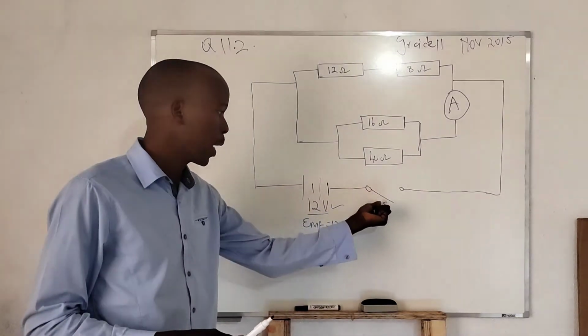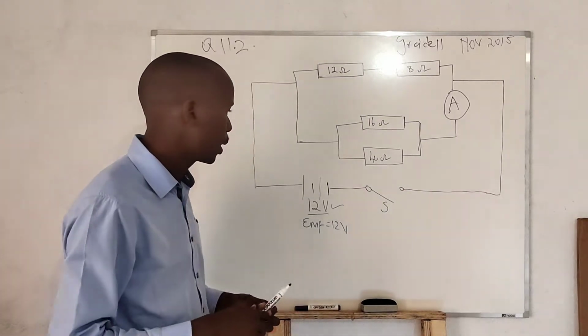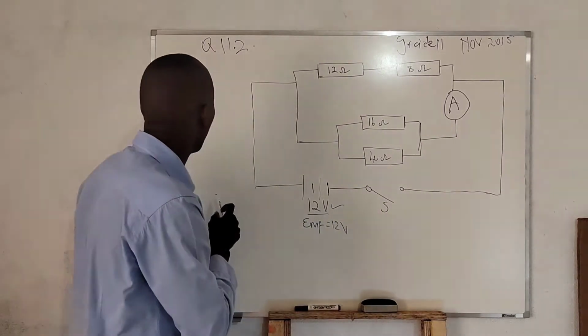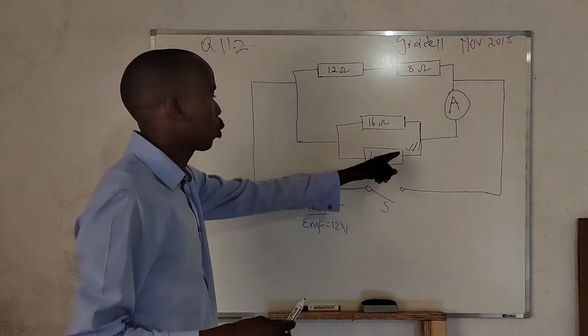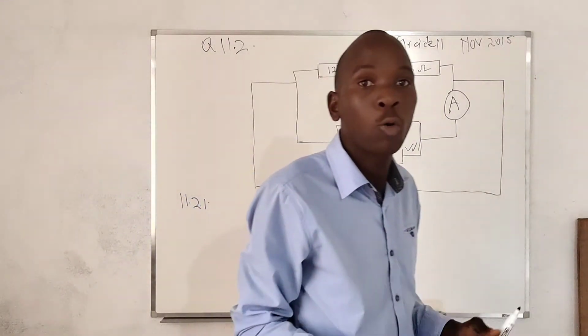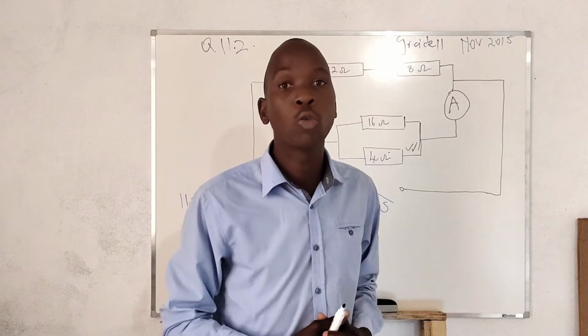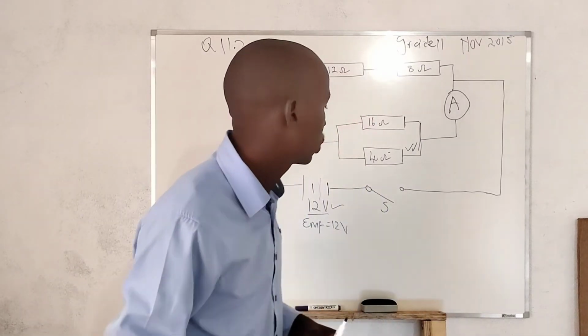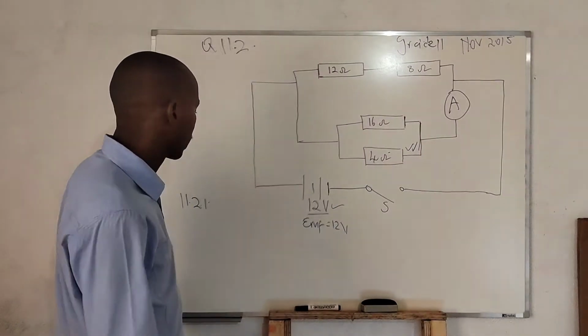So we've got the switch S is opened. Switch S is opened. Then as we can see here, the first question, which was 11.2.1, requires us to give the voltage across the 4 ohm resistor. We have to determine what is the voltage across the 4 ohm resistor. I'm sure the question paper is appearing on your screen as you are supposed to be able to see.